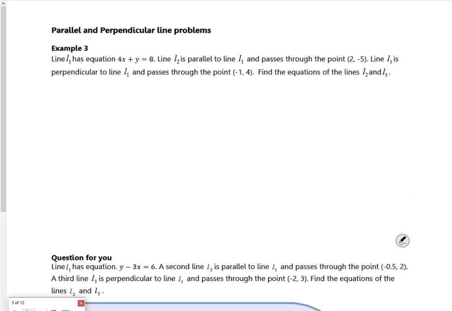Right, let's have a look at page 5. So page 5 is a question for you and a question for me and a question for you. So we've got a line, L1, which has the equation 4x plus y is 8. The line L2 is parallel to line L1, but passes through that point.